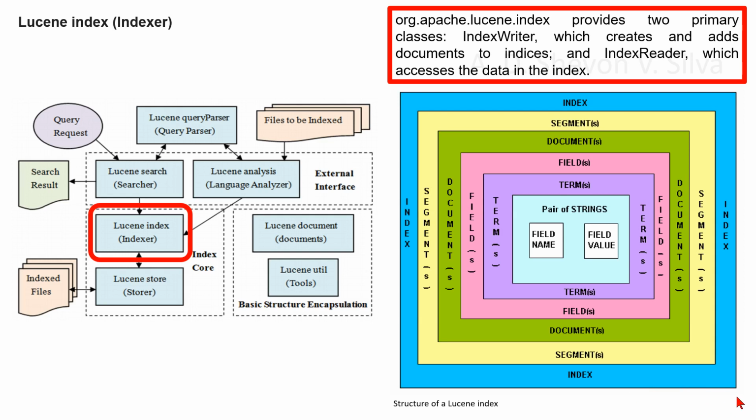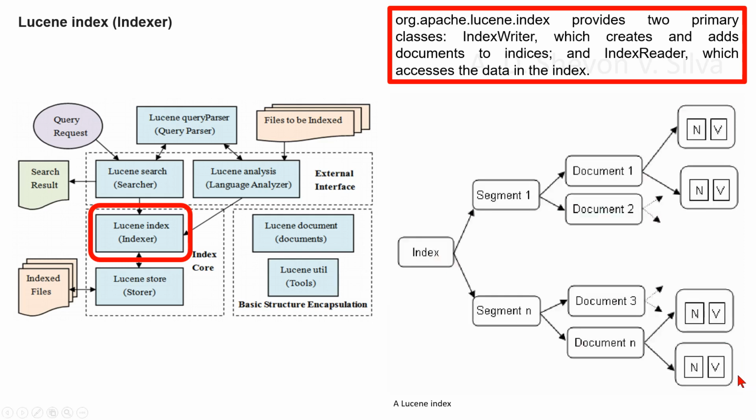Here you can see the index. Segments are inside the index, and documents are inside segments, and here in the segment, the fields. So fields are in documents, and terms are in fields, and a pair of strings is in a term. Field name and field value are in the pair of strings.